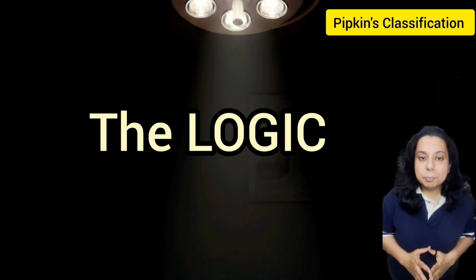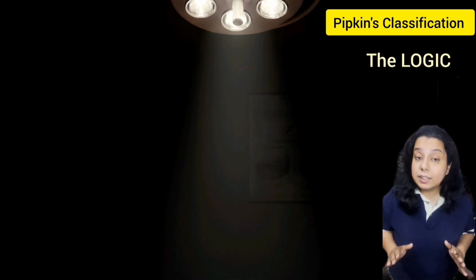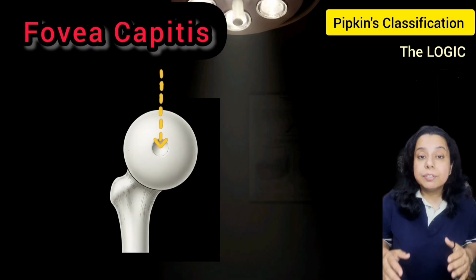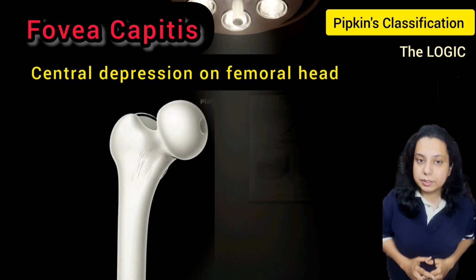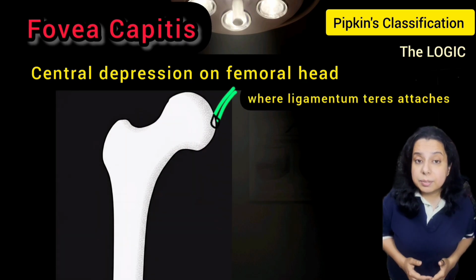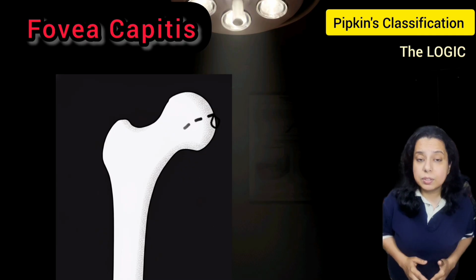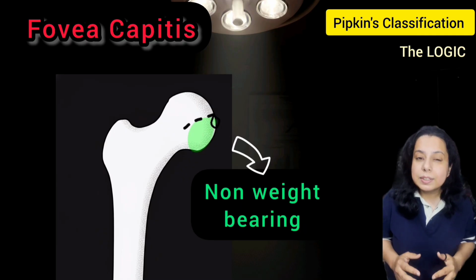For understanding Pipkin's classification, the most important structure undoubtedly is the fovea capitis. What is the fovea capitis? The fovea capitis is a central depression on the femoral head where the ligamentum teres attaches. Now, this attachment area roughly corresponds to the non-weight bearing part of the femoral head. Let's look into this slightly deeper.